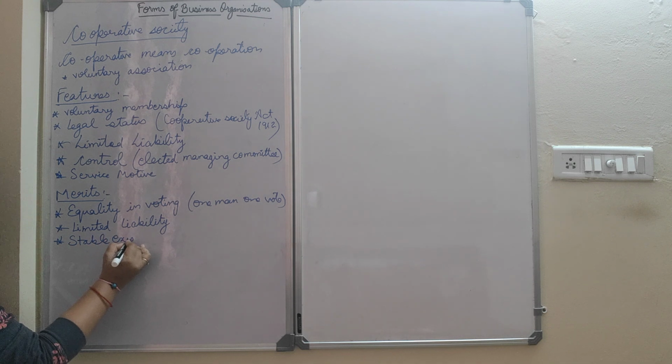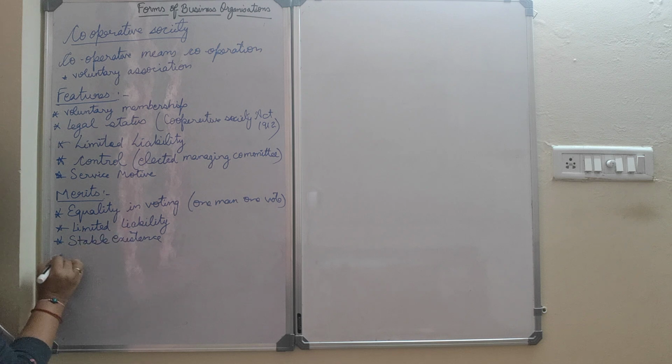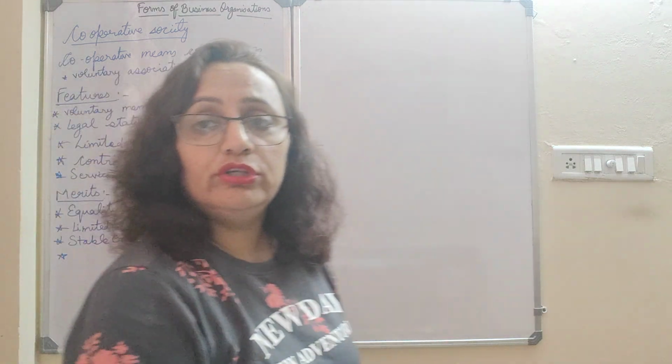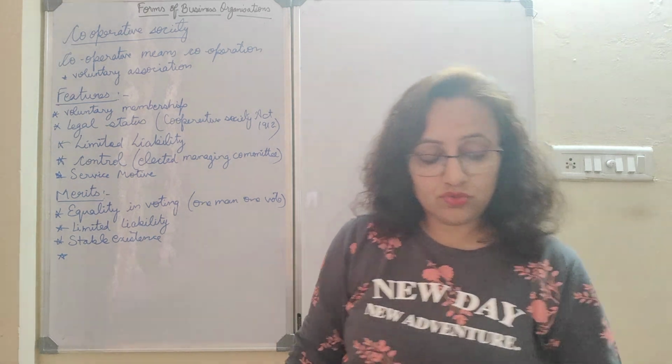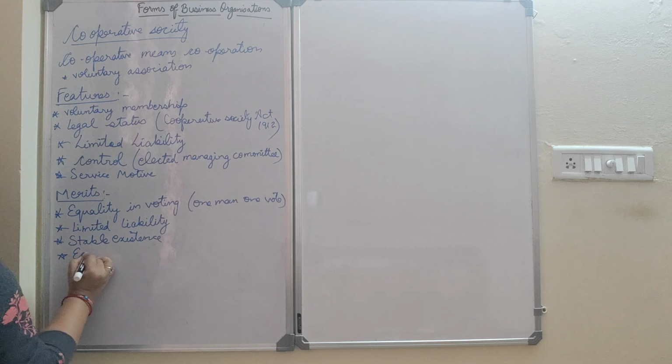Then stable existence. Stable existence, why? Members may come and go and the society goes on forever, so it is kind of stable investment, right? You know, death, bankruptcy or insanity of any of the members is not going to affect the working of the society.